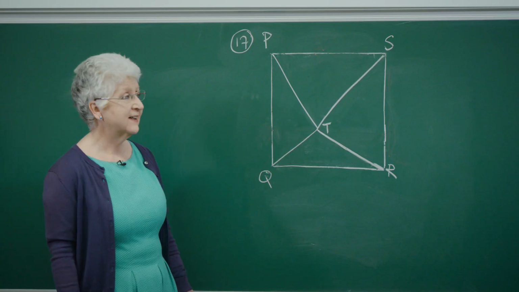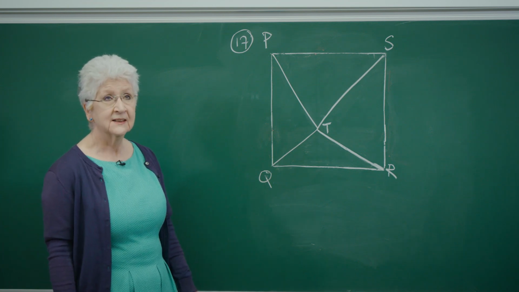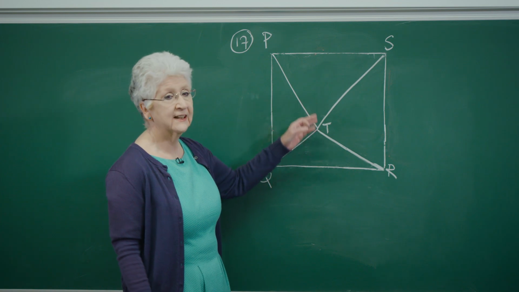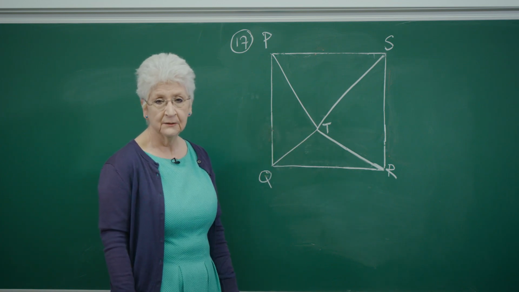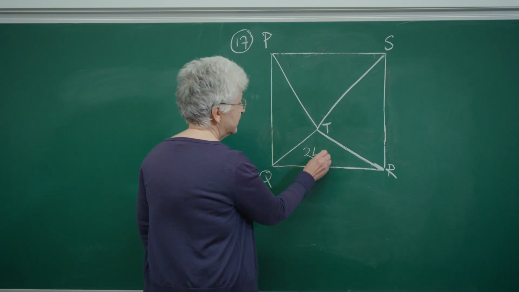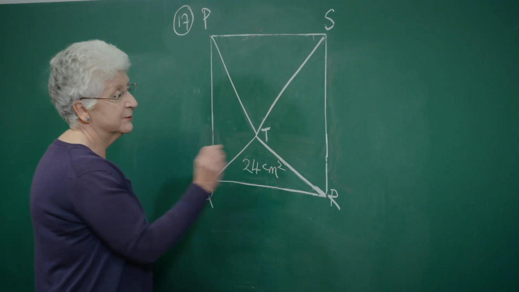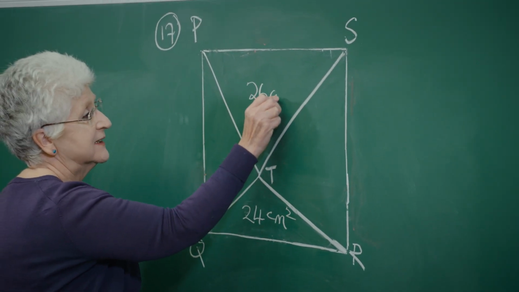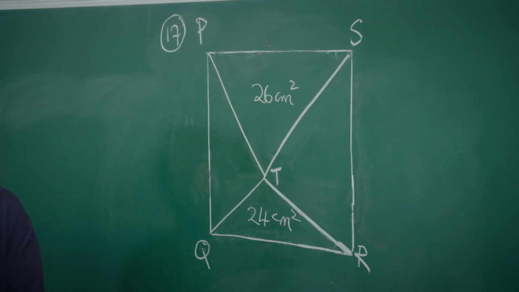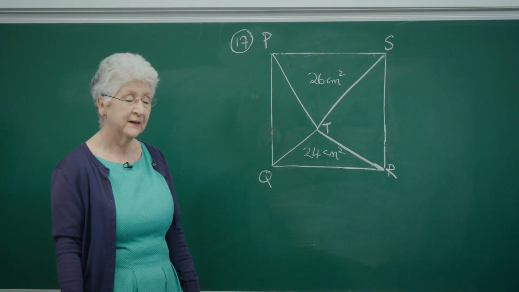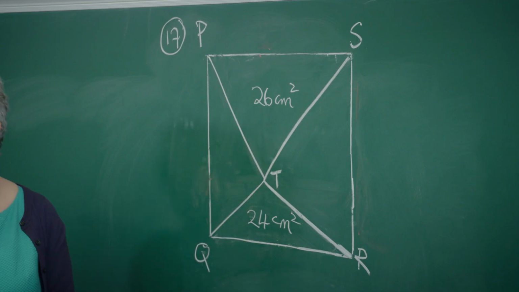Now we're told that the area of the square is 100 square centimetres, and we've now proved that our two triangles add up to half the square, which is 50 square centimetres. We were told that TQR was 24 square centimetres, and so PTS is 26 square centimetres, because 24 plus 26 equals 50. And so my answer is 26 square centimetres.